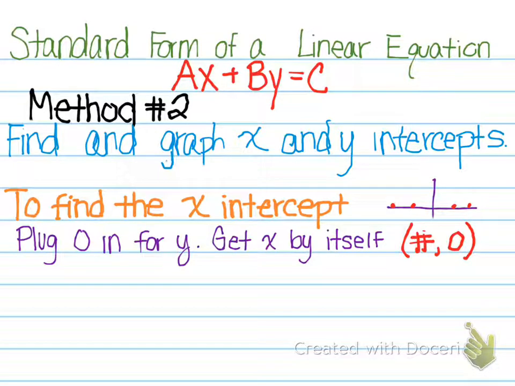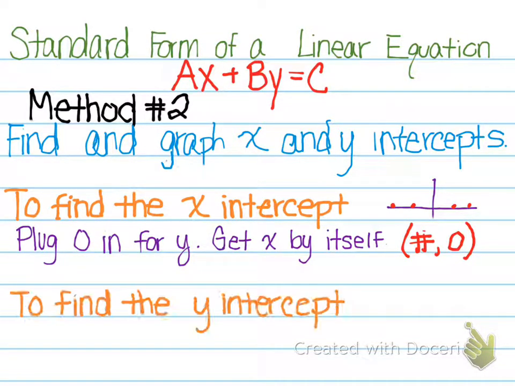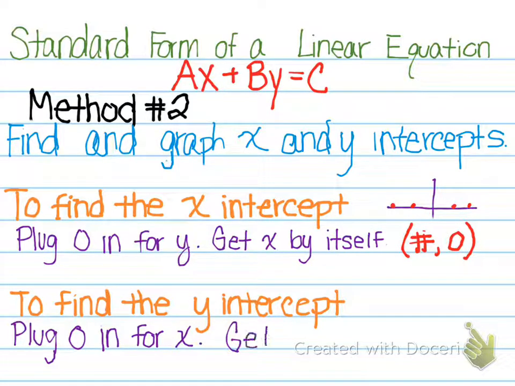Okay, so let's move on to the y-intercept. The y-intercept is very similar, except we're going to plug 0 in, but it's not going to be for y, it's going to be for x. And then after we do that, we want to get y by itself.